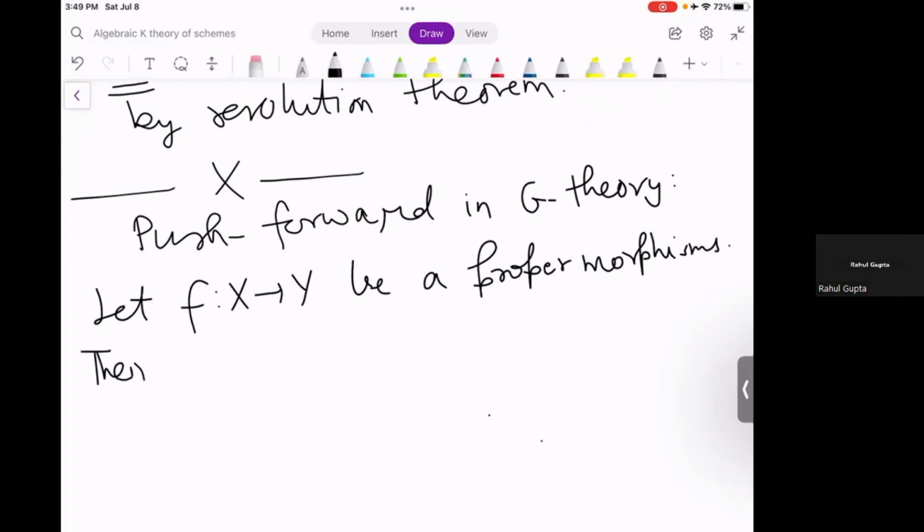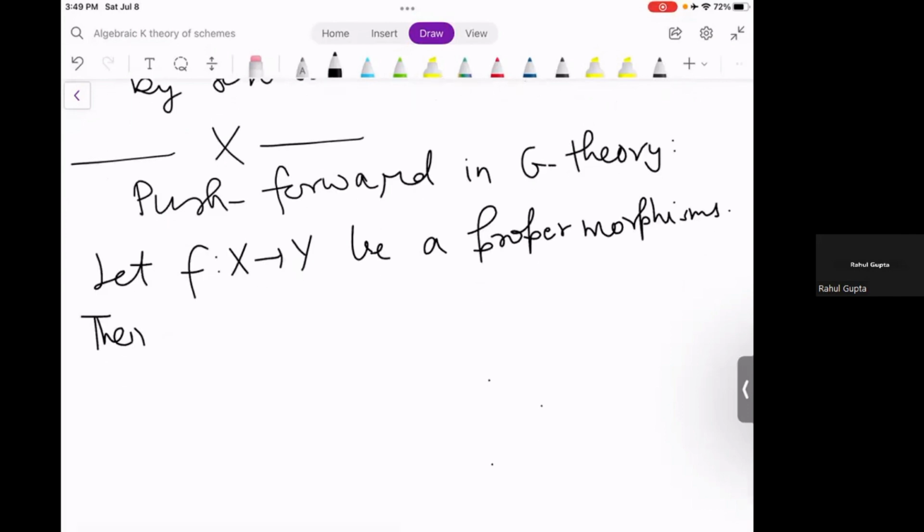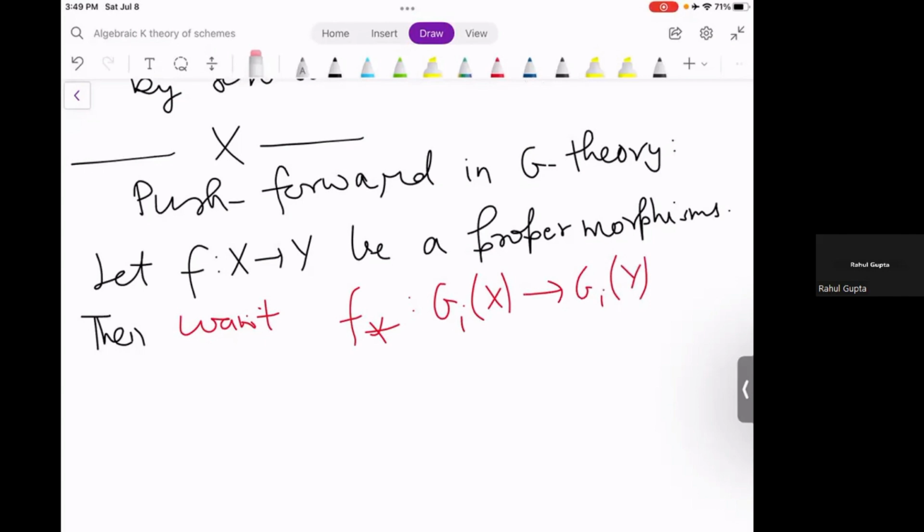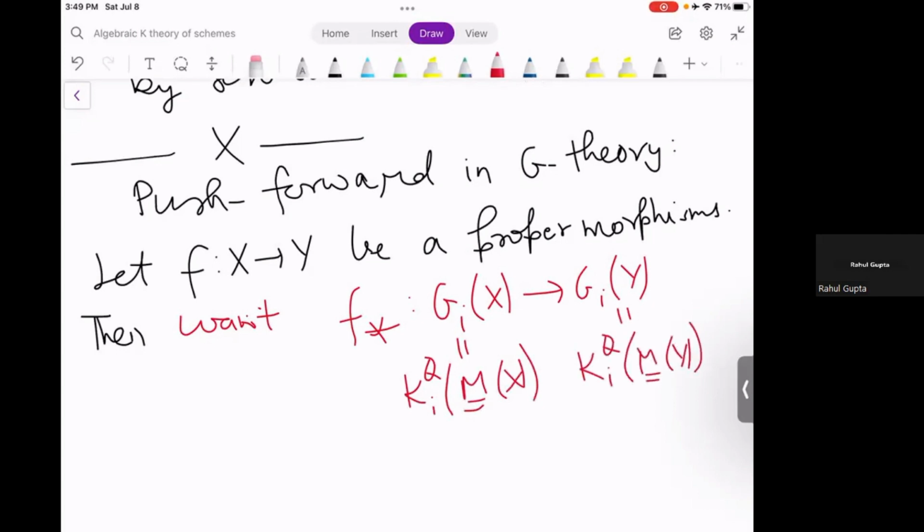Then I want to push forward. So let me write, we want to define the map G of X to G of Y. We want such a thing. And recall that this was just the Quillen K theory of the exact category M of X, and this was just M of Y.